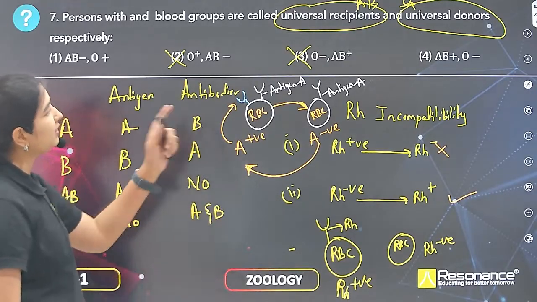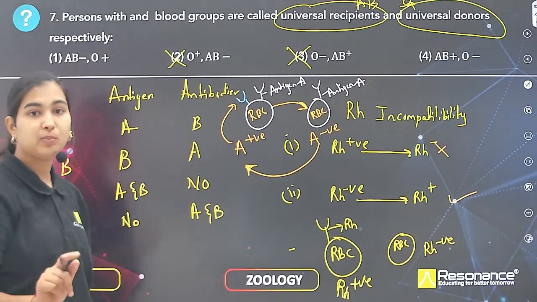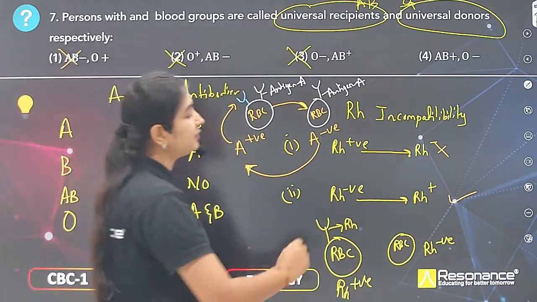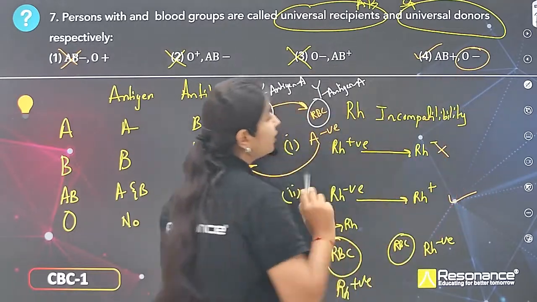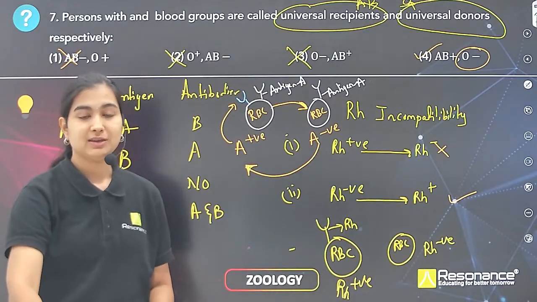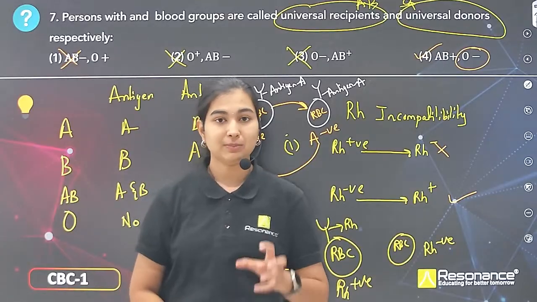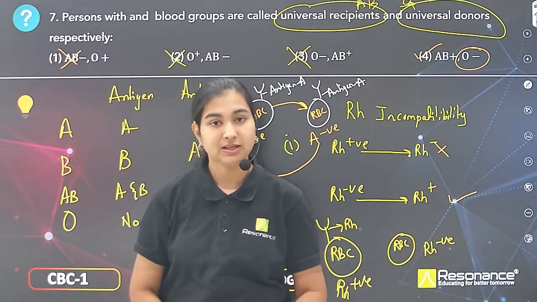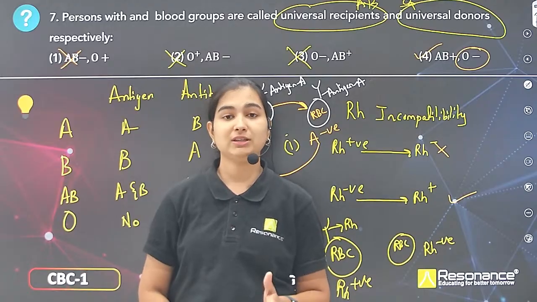So if it is a universal recipient, should it be positive or negative? It should be positive. So here the first option is given negative, so that is wrong. The other option is AB positive and O negative. Why O negative? You are a donor. If you have the RH antigen, can you donate? Even if you donate with blood group O positive, because of the RH antigen, it can cause incompatibility. That's the reason O negative is the universal donor but not O positive.